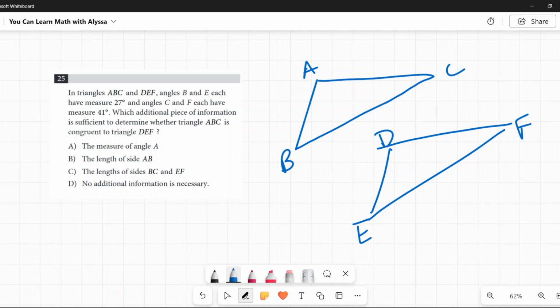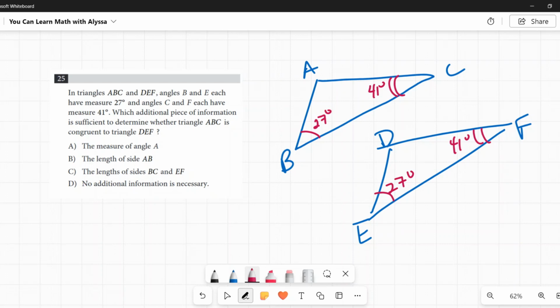All right. So in triangles ABC and DEF, angles B and E each have a measure of 27 degrees. Okay, so B and E both measure 27 degrees, so they are congruent to each other. And angles C and F each measure 41. Another pair of congruent angles. Which additional piece of information is sufficient to determine whether triangle ABC is congruent to triangle DEF?